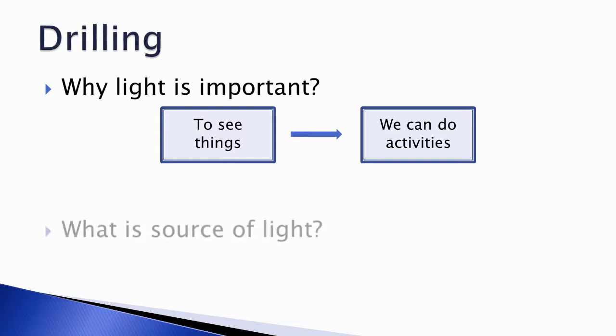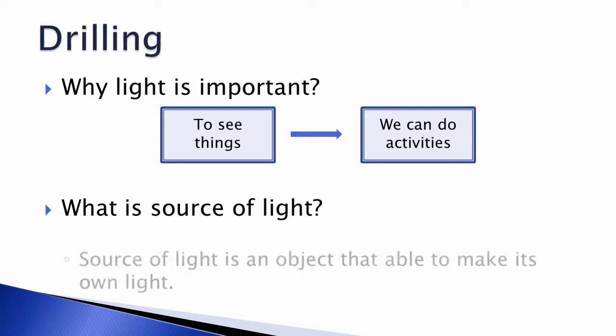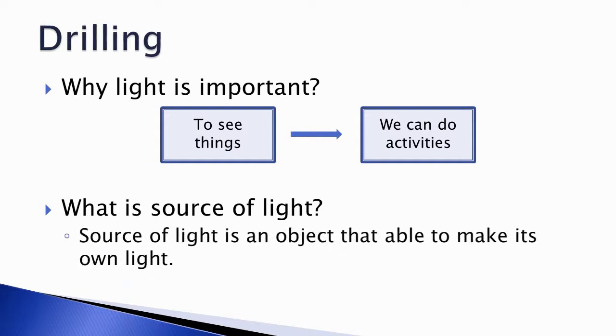The next one is what is source of light? Source of light is an object that is able to make its own light, such as fire, torchlight, and so on.